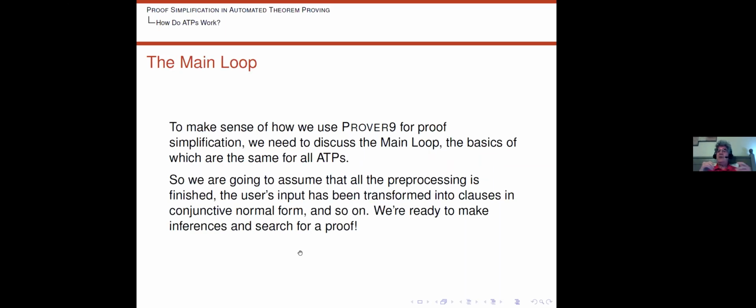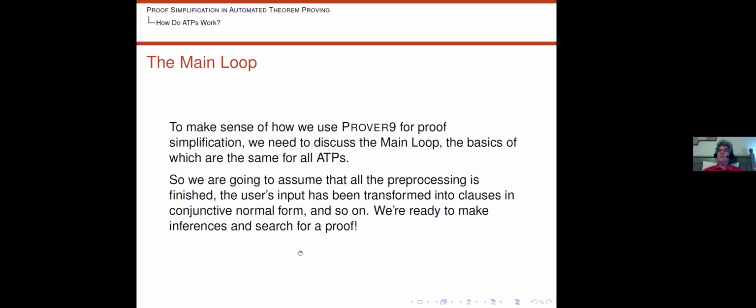Now, in order to make sense of the methodology that I'm going to be describing for proof simplification, I have to back up a little bit and talk about the main loop that is used in automated theorem provers. Almost all of them use some variant of the one I'm going to describe. I'm not going to go into details about it, just describe it in very general terms.